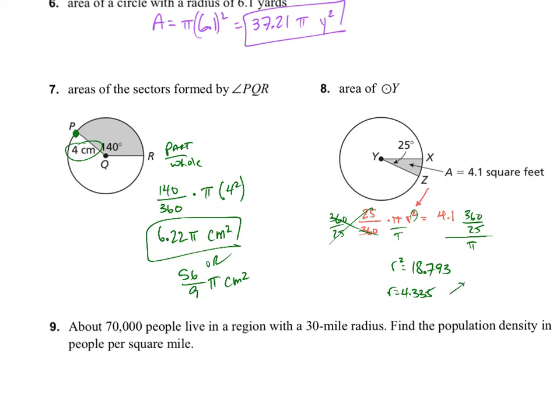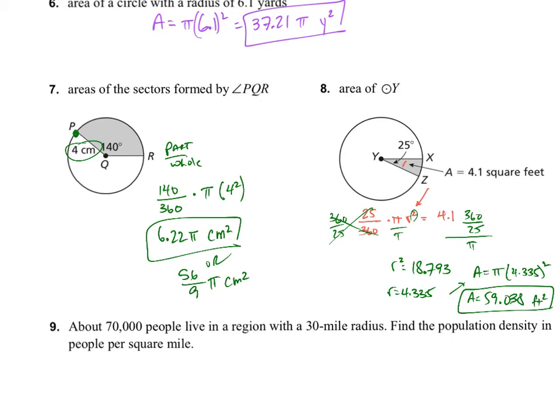Now we can just say the area is pi times 4.335 squared, which would give me an area of 59.038 square feet. Now, this is in class where I would ask you, does anybody see another way to do this problem? And usually I would get plenty of responses, and here's how you could do it.